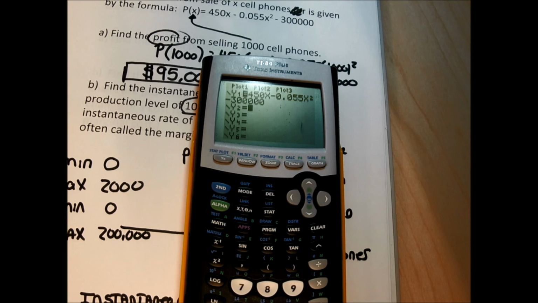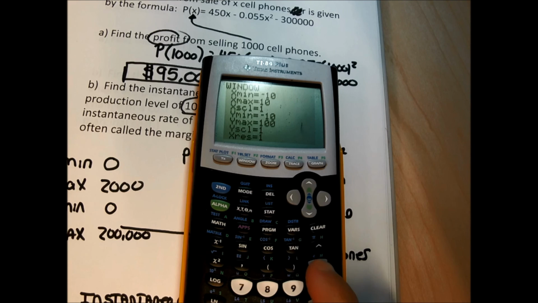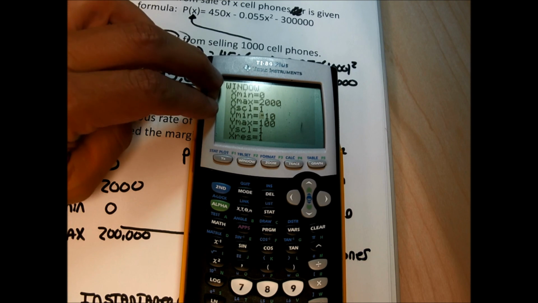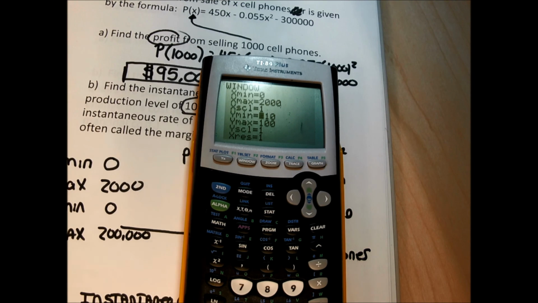And then set a decent window up. So window x min 0, x max 2,000. And really, the only thing that absolutely matters is that my x range covers the number of cell phones that I'm selling. As long as between the x min and the x max, the number 1,000 occurs, your calculator will give you the right answer. It might not give you the best graph.